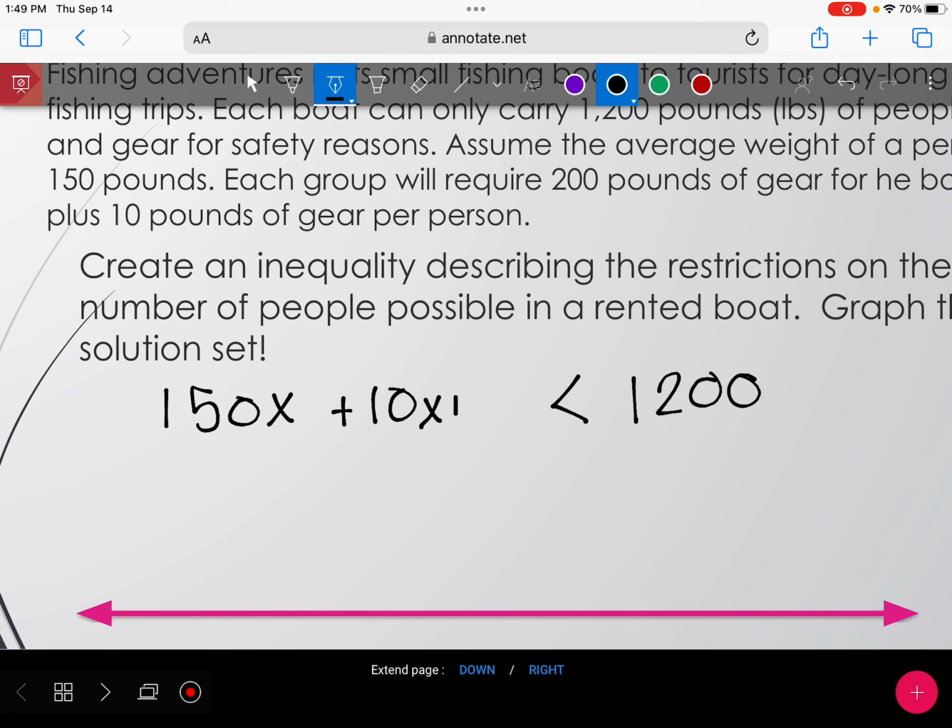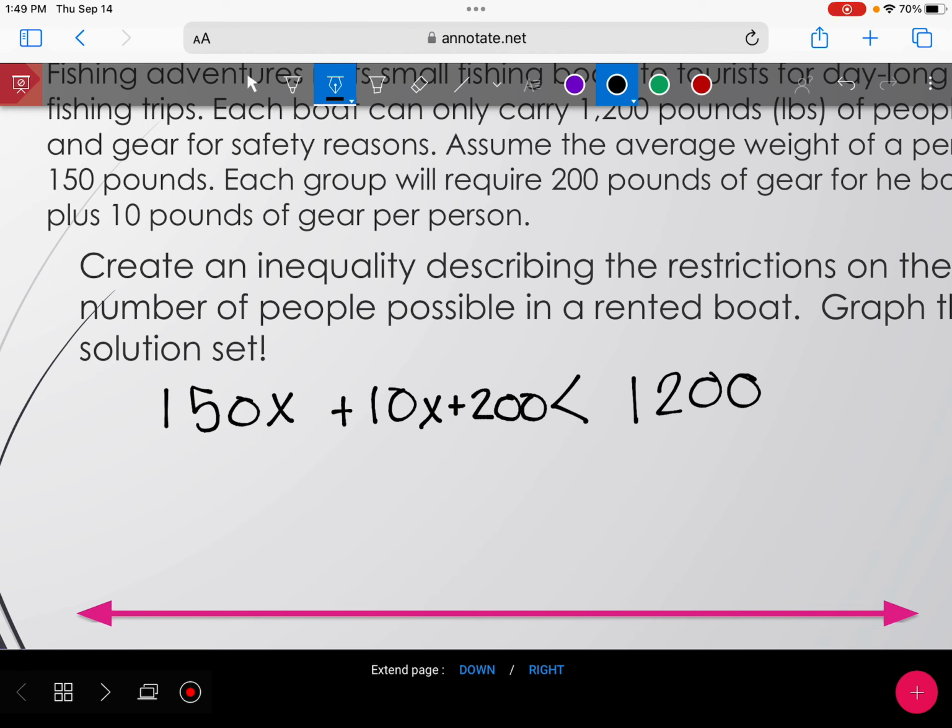Does the 200 need the X? Oh, wait, no. Because it's just 200 pounds in the boat. That's oars and the engine. So this would be the human themselves. This would be their tackle or fishing rod and stuff. This is the engine.